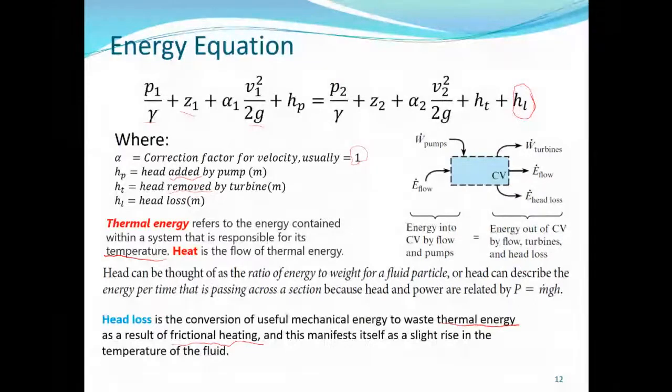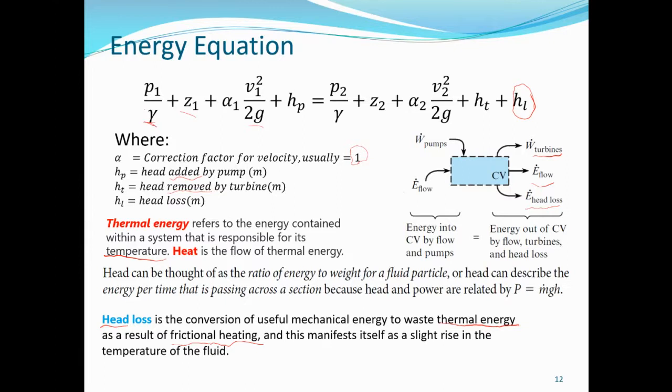So these explanations are very, very important and vital towards understanding why we have head loss. And here you have a controlled volume in which you have pumps, energy inflow. So energy into the controlled volume by flow and pumps, and this is the energy out of the controlled volume by flow, turbines, and head loss. Turbines extract energy, and this is by flow, and this is by head loss, because as it is flowing, you will always have head loss.